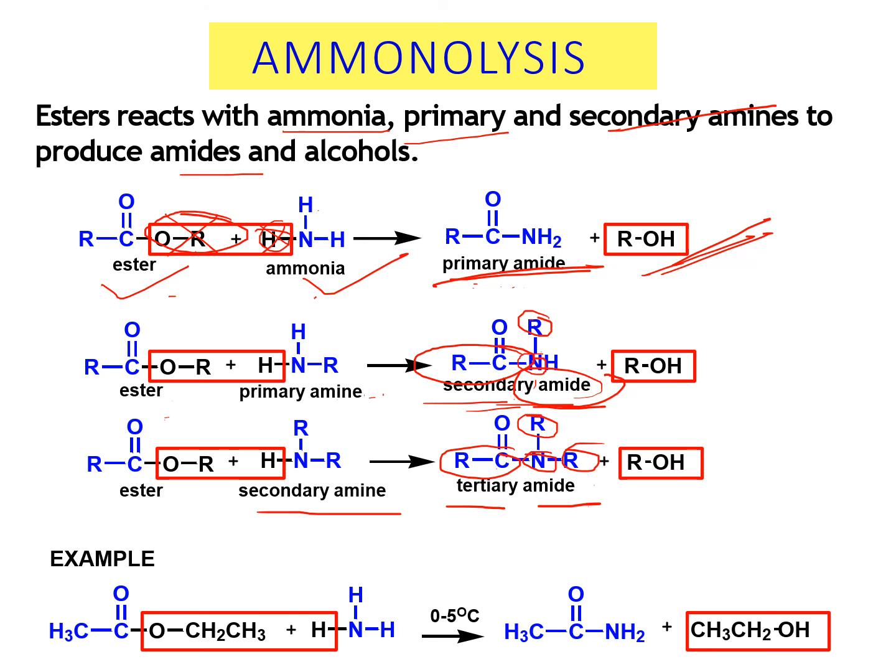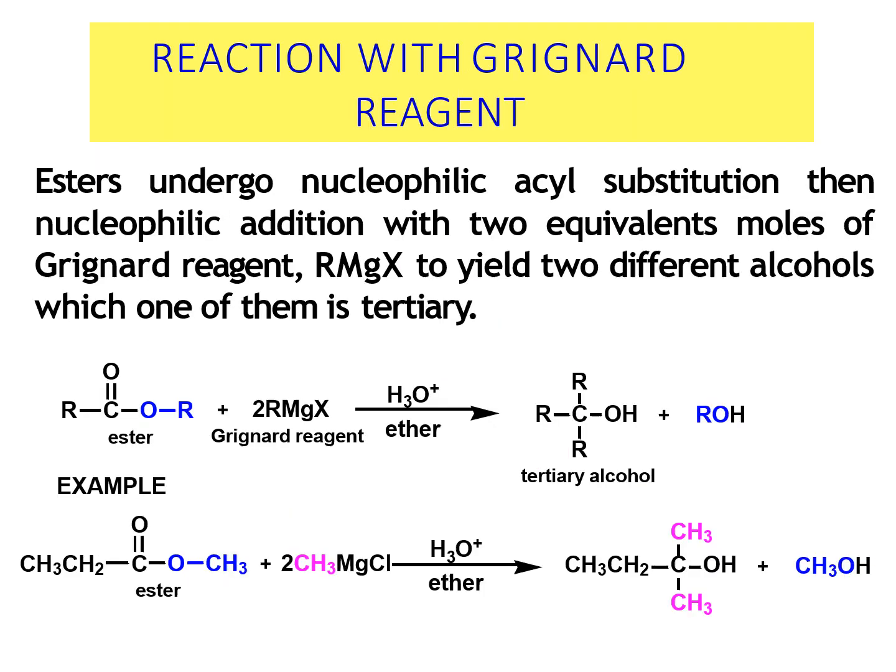Okay, for example here we have ethyl ethanoate reacting with ammonia. The oxygen, the alcohol part, will be eliminated and combine with the hydrogen to form ethanol. The place of the oxygen here will be replaced by NH2 to form an amide, a primary amide.